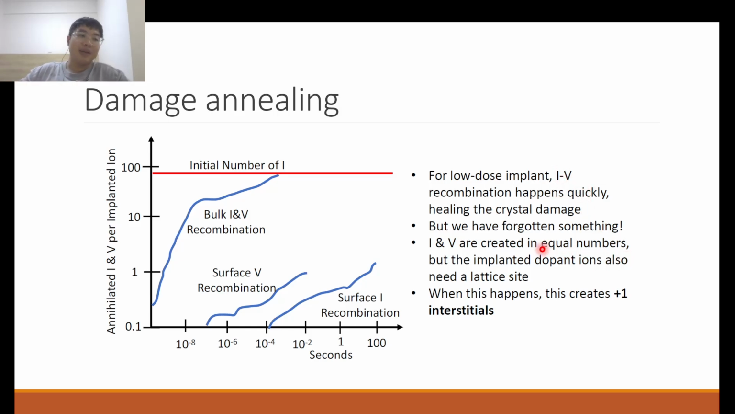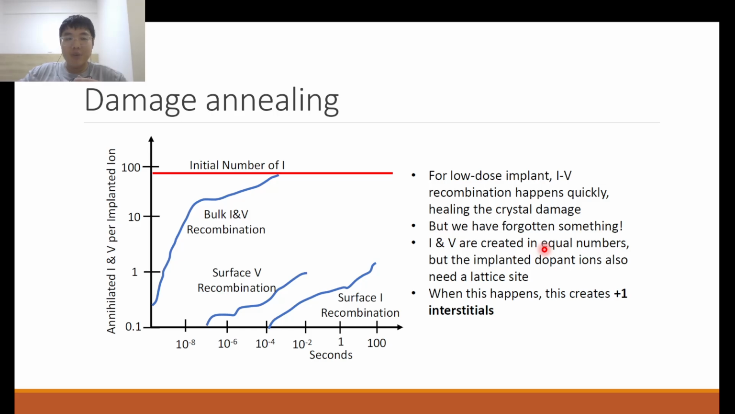However, we need to remember something. When we, let's say, implant your dopant ions into the silicon materials, we create interstitials and vacancies as a result of damage to the silicon lattice. But at the same time, we also add in dopant atoms, right? So let's say we send in 30 dopant atoms, it creates 100 interstitials, which creates 100 vacancies. So some of your vacancies, 70 of your vacancies, will combine with your interstitials. However, the other 30 of your vacancies will take up your 30 of your dopant atoms.